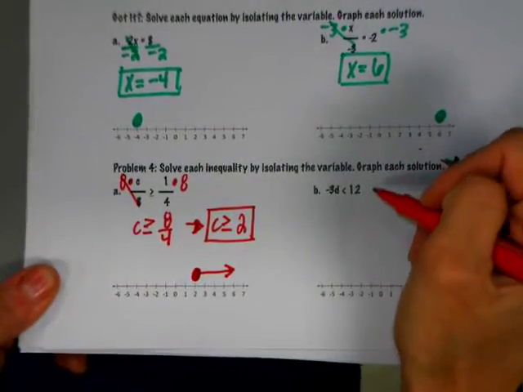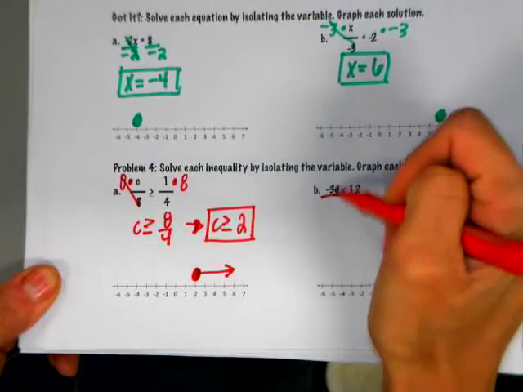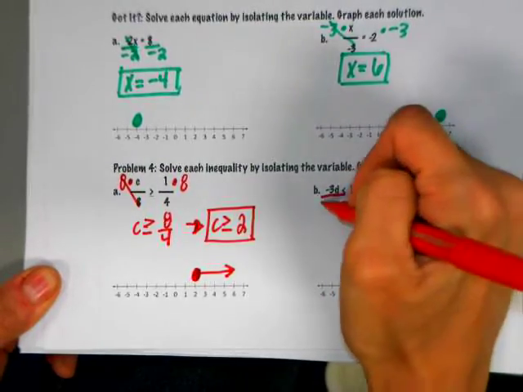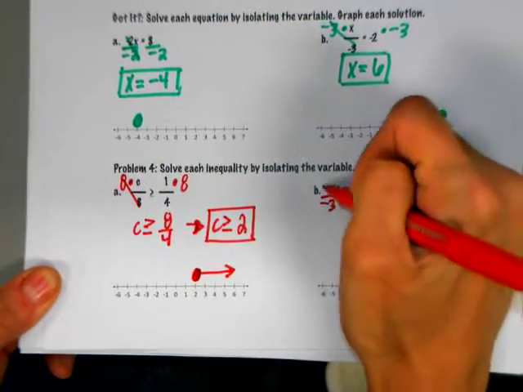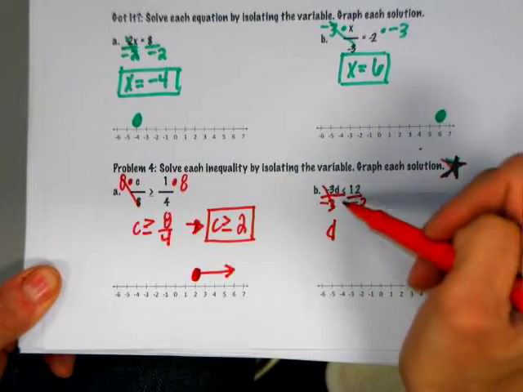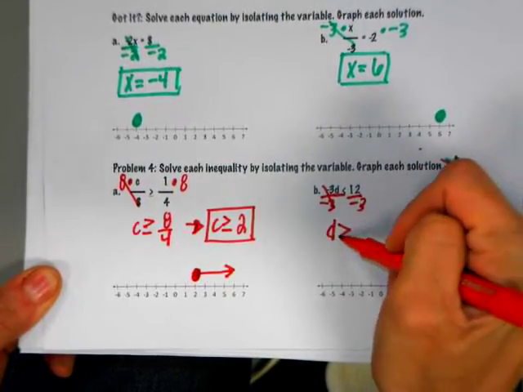And then this one, negative 3 divided by what is 1? Negative 3. This is where you have to flip it because it's not going to work, okay? So it used to be less than. We're going to change it to greater than.